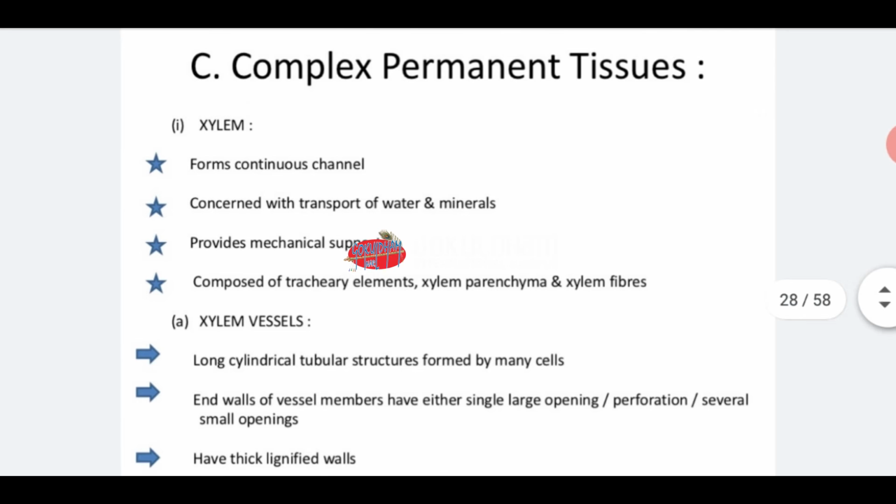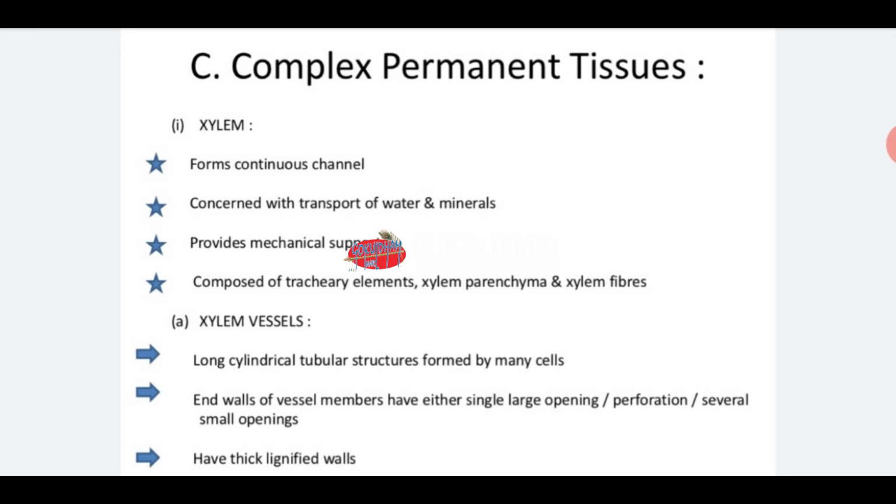The second type of permanent tissue is complex permanent tissue. Complex permanent tissue means the tissue which is made up of many different types of cells. There are two types of complex permanent tissue. First one is xylem and second one is phloem. So let us first talk about xylem. Xylem forms a continuous channel. Means xylem forms a continuous channel which transports water and minerals in the plant. It provides mechanical support too. Means with the transportation function it also provides mechanical support to the plant.